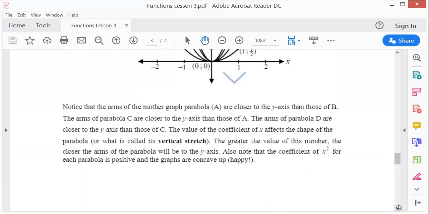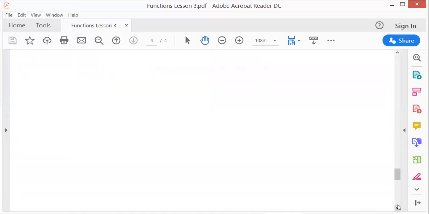Notice that the arms of the mother graph are closer to the y-axis than those of B. The arms of parabola C are closer to the y-axis than those of A. The arms of parabola D are closer to the y-axis than C. So the value of the coefficient of x squared affects the shape of the parabola, which is what we call vertical stretch. The greater the value of a, the closer the arms of the parabola are to the y-axis, and of course, the smaller that a value, the further away they are from the y-axis, like I just explained.